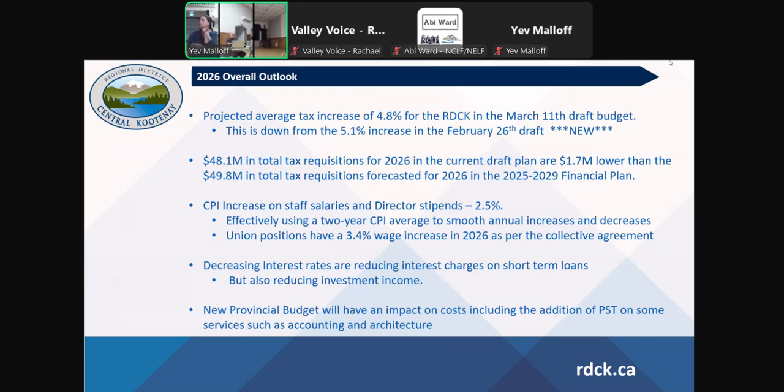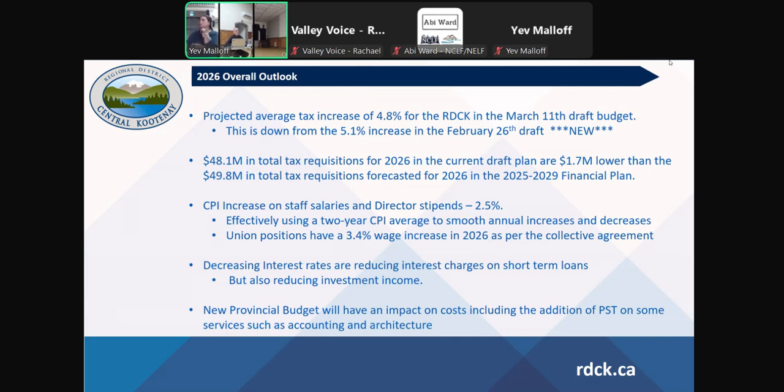So jump into a 2026 overall outlook. The projected tax increase is 4.8% based on the latest budget. The previous budget had a 5.1% increase. I think back, the first version we had was close to 9, so we're about 4 and a bit percent down from where we were a few months ago. So the $48.1 million in tax requisitions for 2026 are actually $1.7 million lower than we had projected for this year in last year's budget.